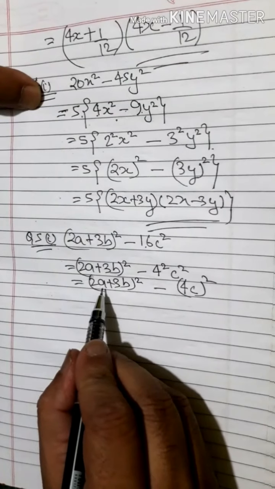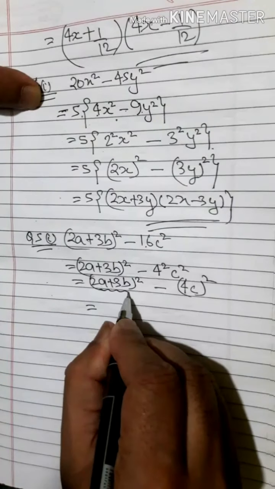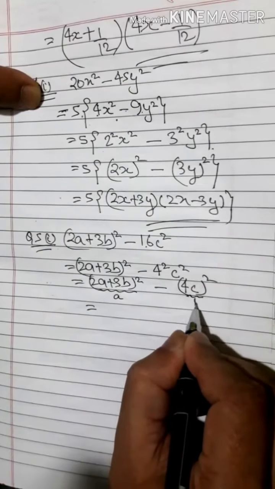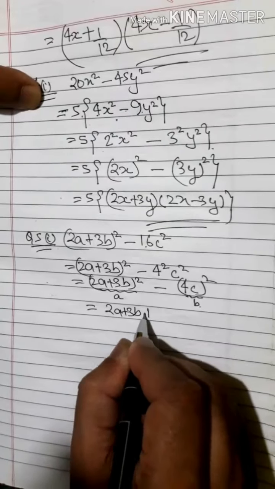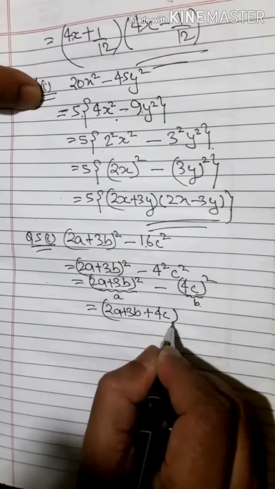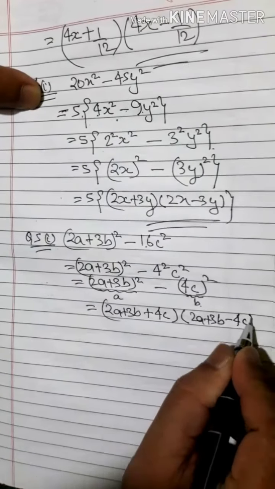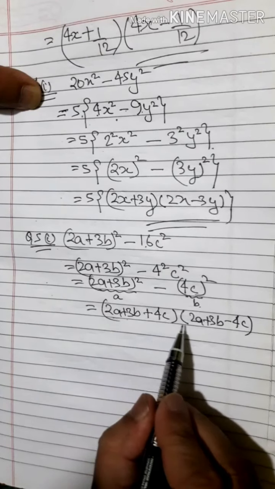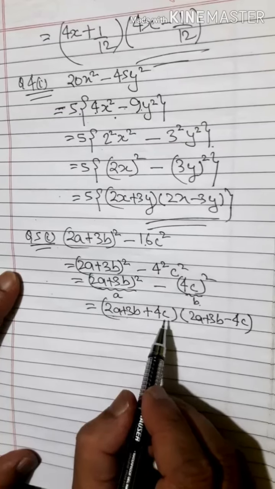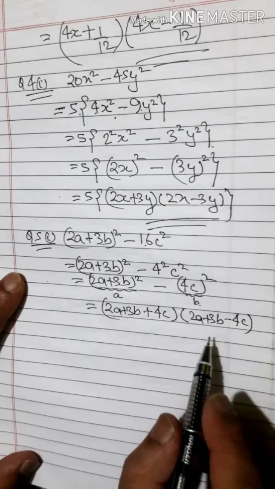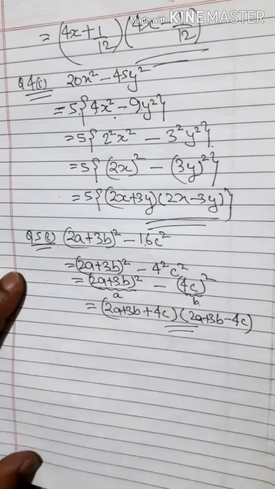Now this is in the form of a square minus b square. So what is a square minus b square? This entire thing is our a and this is our b. So a square minus b square is a plus b multiplied by a minus b. So 2a plus 3b plus 4c multiplied by 2a plus 3b minus 4c will be the factors for 2a plus 3b whole square minus 16c square.